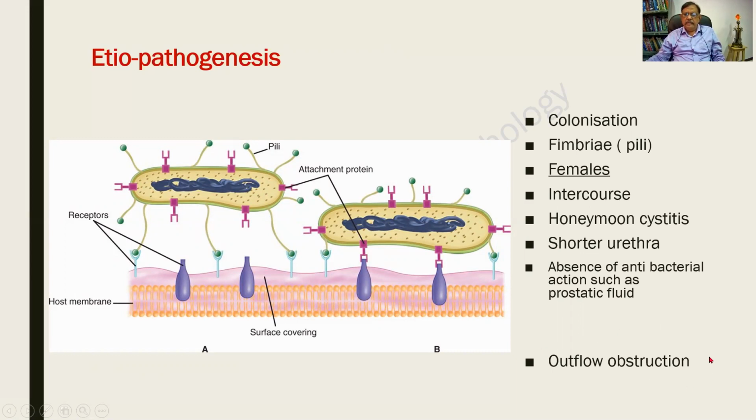Other than this, there can be outflow obstruction, which is common to the male and the female. This is a diagram showing a bacillus, which has receptors, and you find that there are the fimbriae. So these get attached, and the pili and the fimbriae help in the adhesion of the bacilli, after which there is a colonization and a proliferation. And this is the host membrane that is shown.